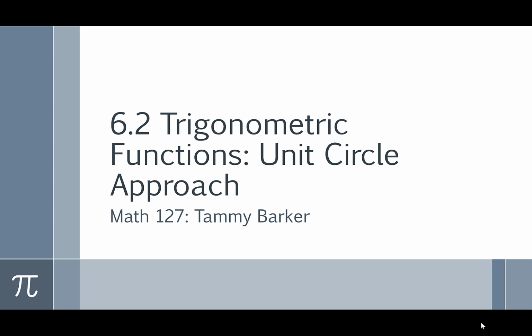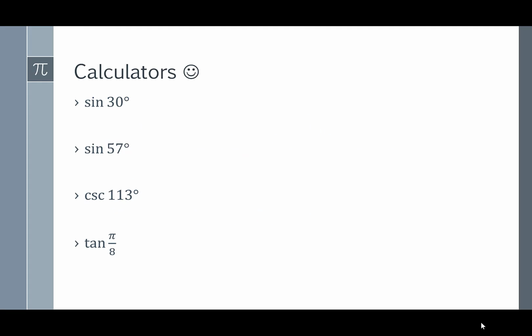Everybody, I want to go over a few quick things from section 6.2, and I want to start with the calculator. So when you put things into the calculator, when you're trying to do the trig functions in the calculator, it's important that you pay attention to whether you are in degrees or if you are in radians. So I will show that a couple of ways.